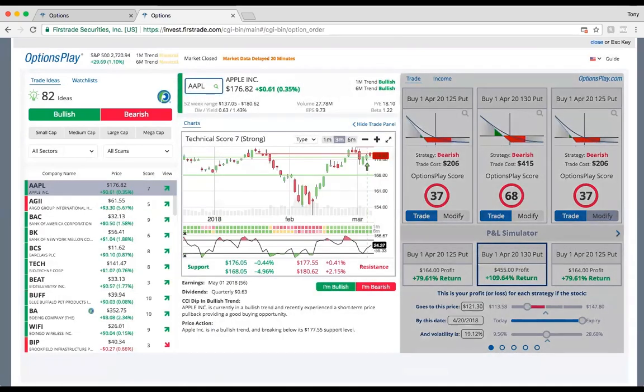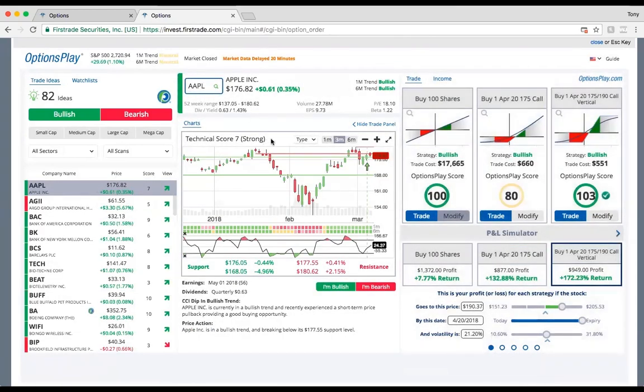Absolutely. So Apple, as you can see here, it's a relatively strong stock. It's got 1 month and 6 month trends that are bullish, which is, short and long-term trends are bullish. And this was a trade idea yesterday because as you can see, we had some oversold indicators that just crossed its buy signal. So everything kind of lines up, at least for me, looking at some bullish strategies on Apple. So what it does is it shows me 3 starting points. I can buy the stock for $17,000. I can buy this call for $660, or I can buy this call vertical for $551.